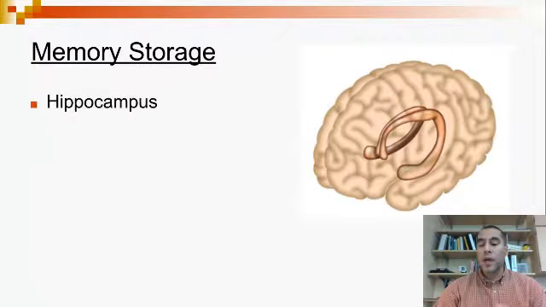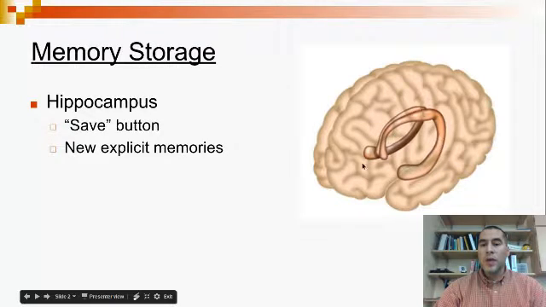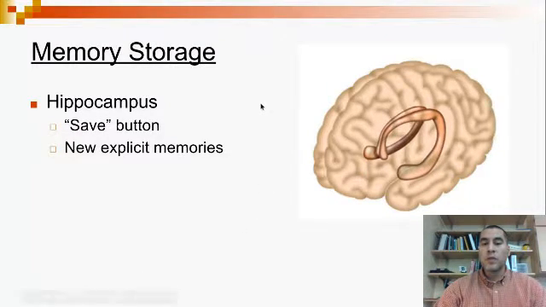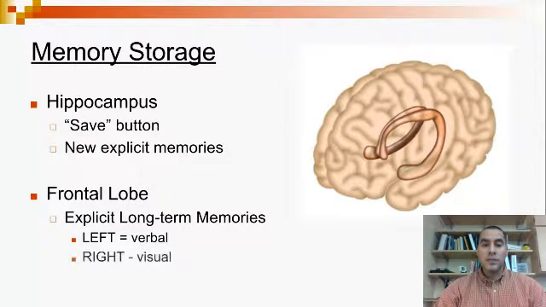The first type of memory that we're going to look at here in the location are explicit memories. These are new memories. We should know already from Unit 3 that it is this structure right here, the hippocampus, that is involved in the formation of new memories. Think of it like the save button on your computer. When you're working on a document, you click save. That information, a new file is created. Your hippocampus serves as our save button for our long-term explicit memories. Okay? Our frontal lobe also plays a role in this as well.